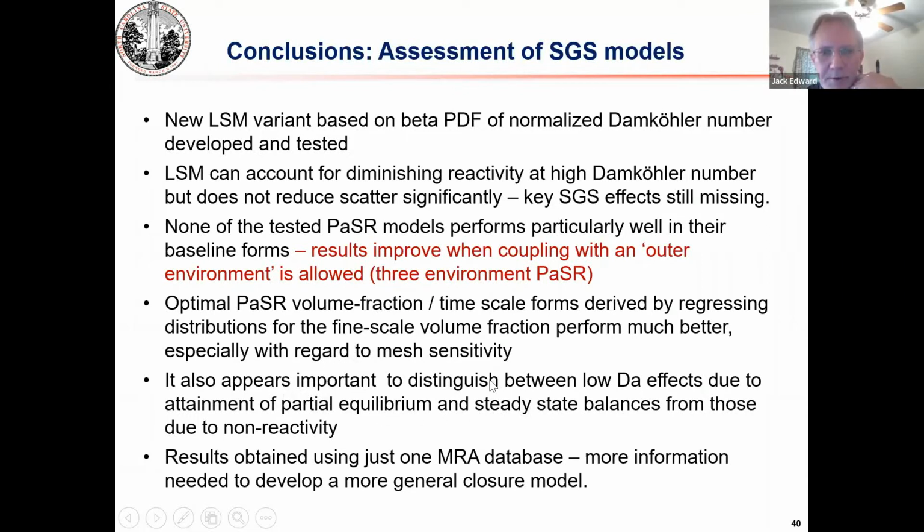It does appear to be important to distinguish between lower Damkohler number effects that might be due to attaining partial equilibrium or partially steady state balances versus those that are just non-reactive. So I think it should be easy enough to pull out the non-reactive parts from this measure. Again, these results are just from one database that we've done and worked with in detail. So you can't really necessarily take these results and go try them just yet.